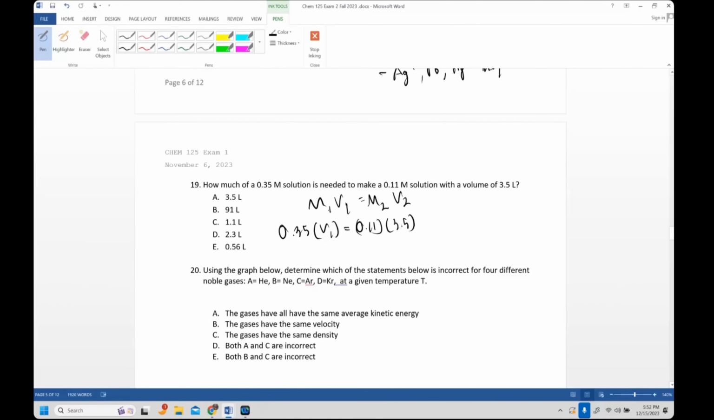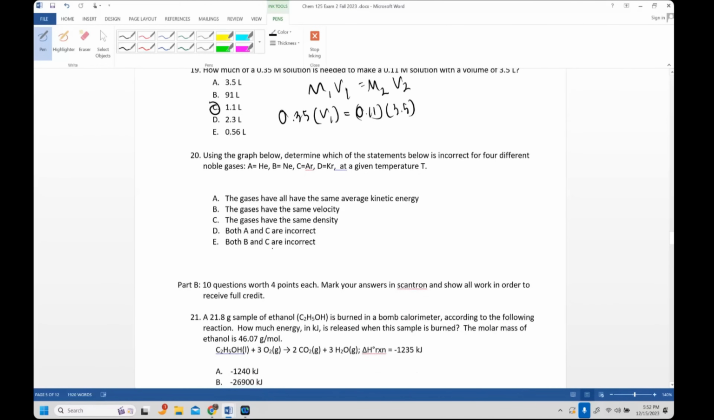0.11 times 3.5 divided by 0.35 is 1.1. So the answer would be C, 1.1. Next, using the graph below, determine which of the following statements is incorrect for the 4 different noble gases at a given temperature.